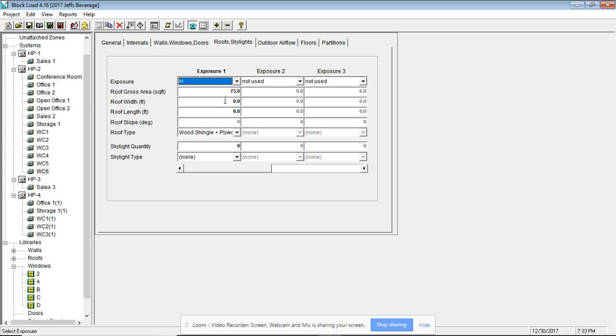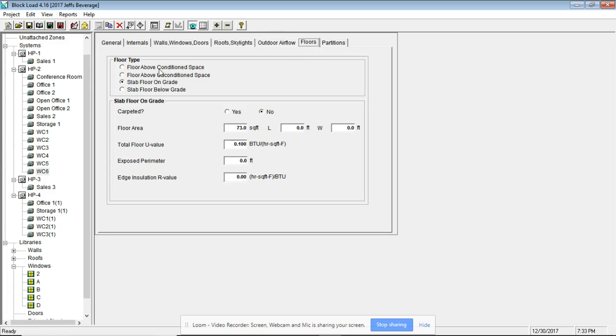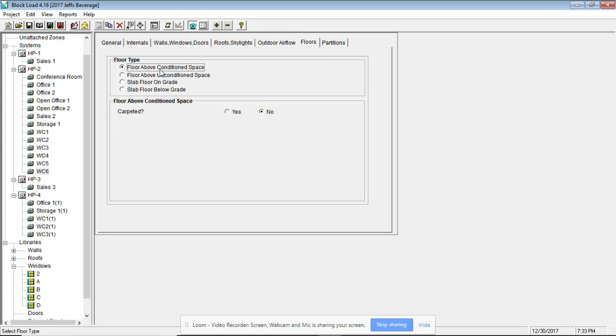It does have a roof that's horizontal and 73 square feet. It has an outdoor airflow, 0 fresh air, and 75 CFM of exhaust. And it has a floor above conditioned space. And that's it. That's the entire middle section of the building. So I'm going to save it before it panics.